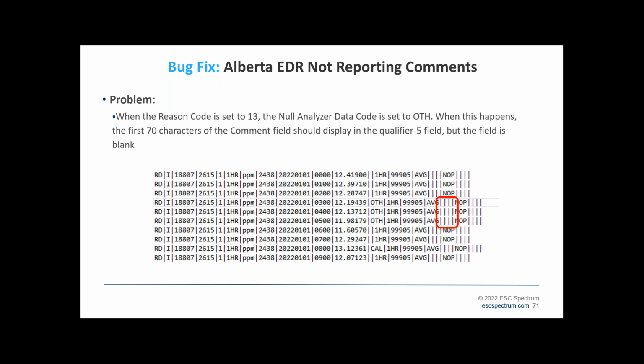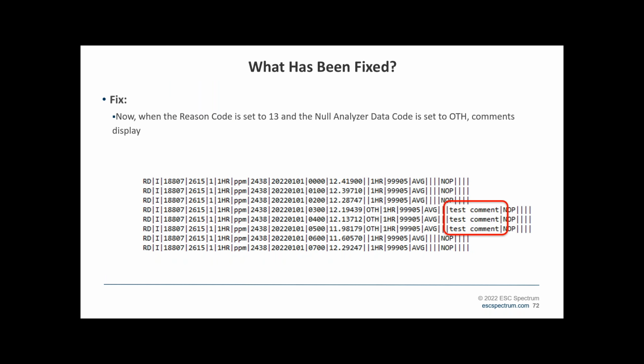Alberta EDR not reporting comments. When the reason code is set to 13, the null analyzer data code is set to OTH. When this happens, the first 70 characters of the comment field should display in the qualifier 5 field, but the field is blank. This has been fixed, and now when the reason code is set to 13 and the null analyzer data code is set to OTH, comments display.